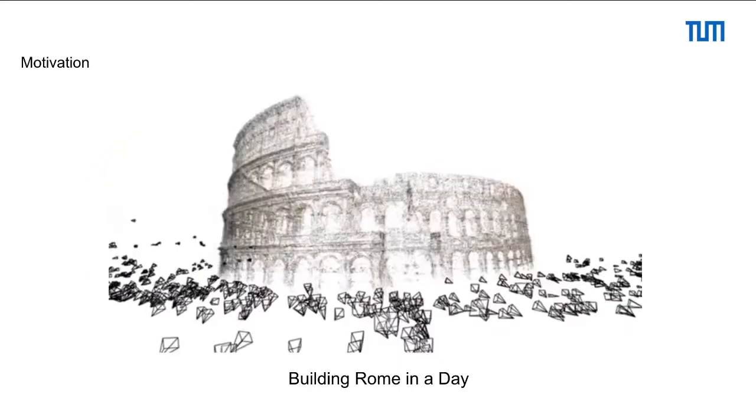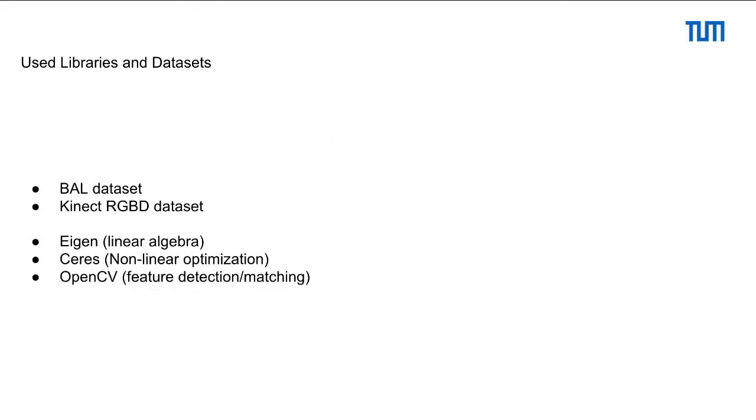The project was inspired by the Building Rome in a Day paper. We wanted to reconstruct a scene from lots of images taken from different viewpoints. We used the BAL dataset, which provides point correspondences between multiple cameras, and the Kinect dataset, which provides RGBD images. Furthermore, we used the Eigen, Ceres, and OpenCV libraries.